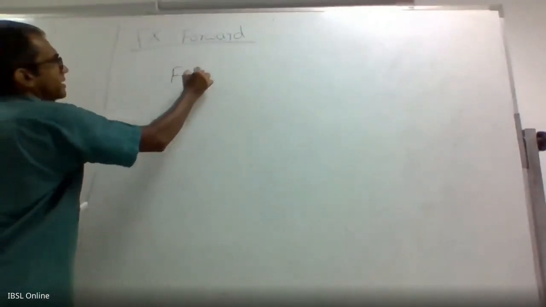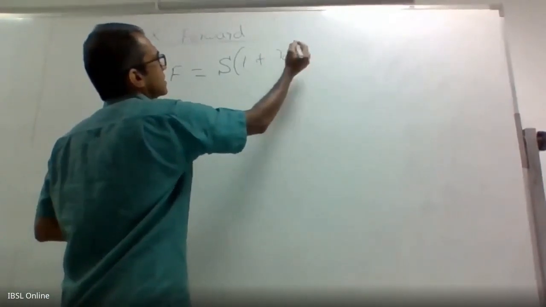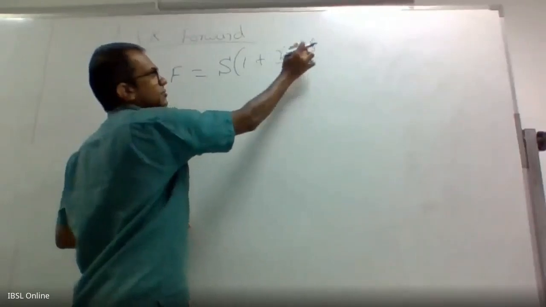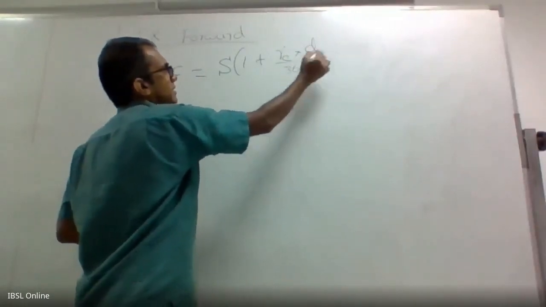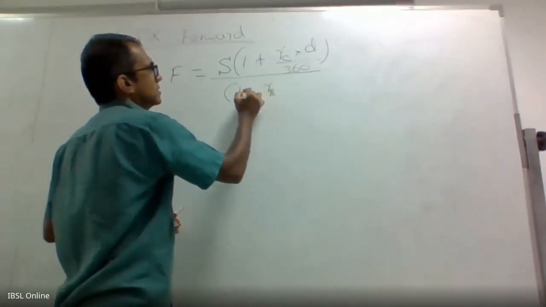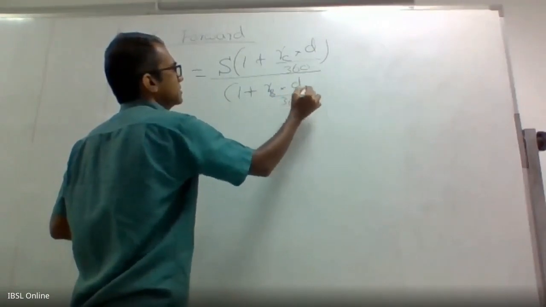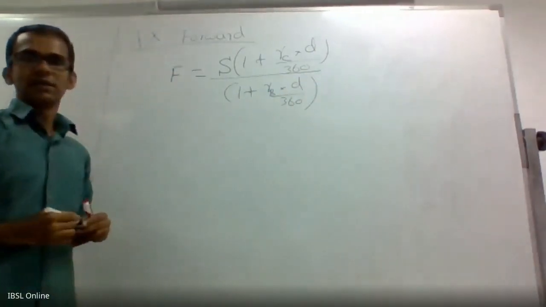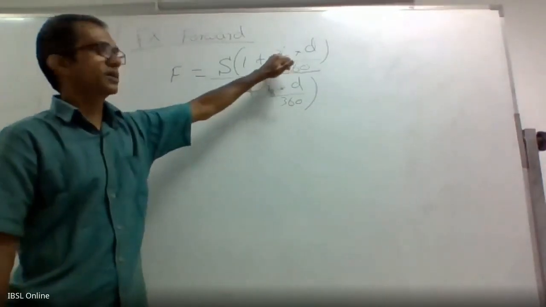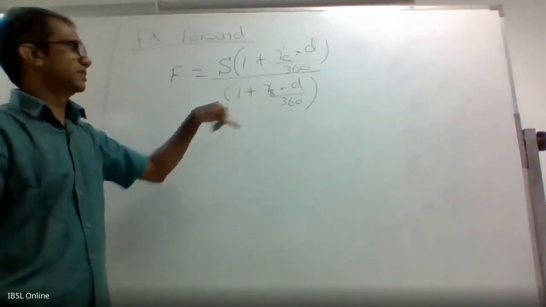So the forward rate equals spot rate times (1 plus counter currency interest rate times number of days divided by the day count convention) divided by (1 plus base currency interest rate times D divided by 360). Again, day count convention.